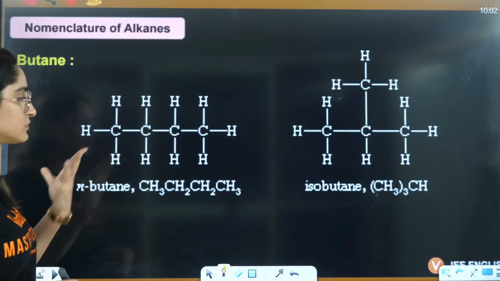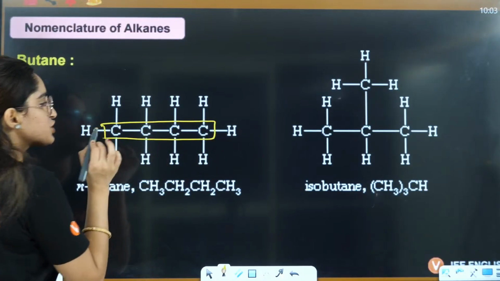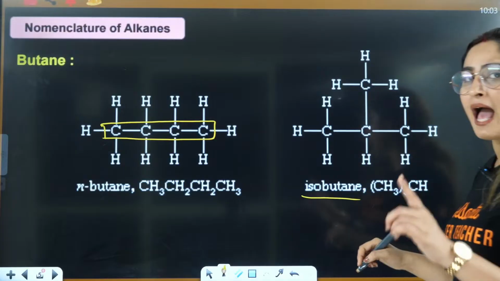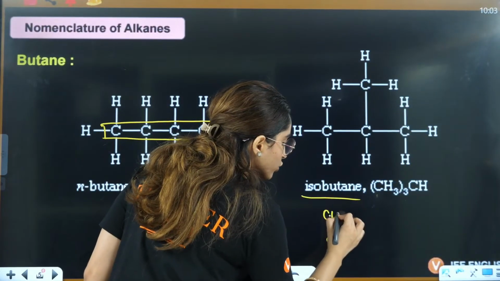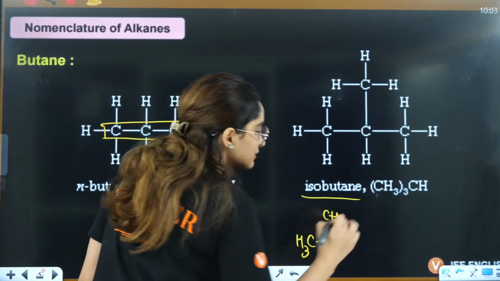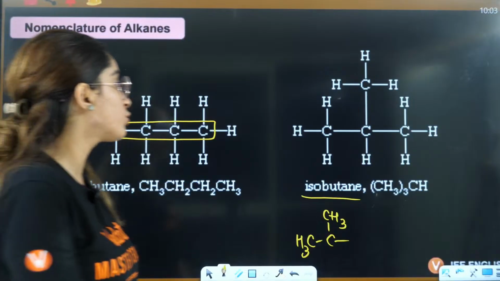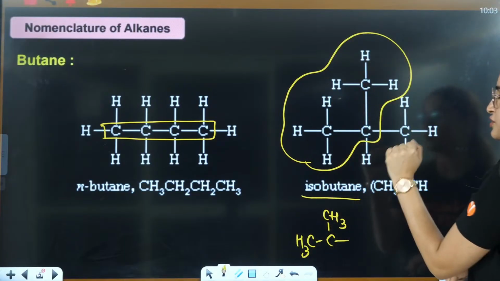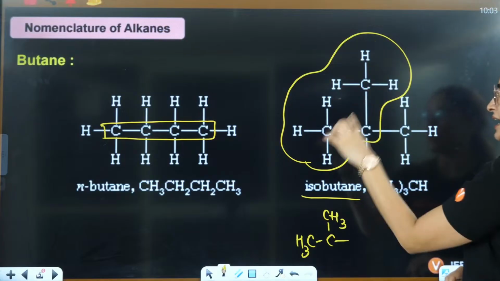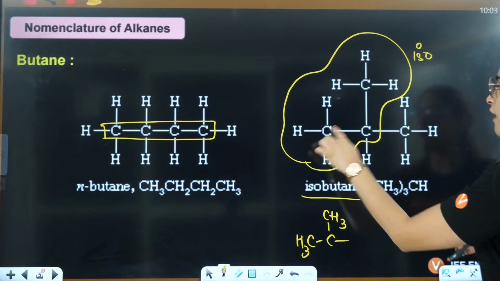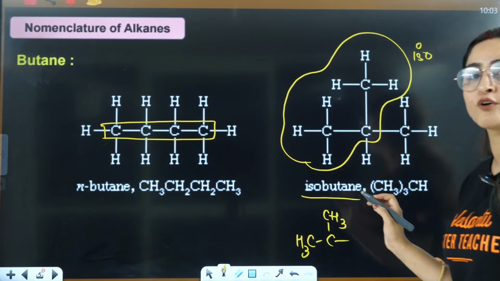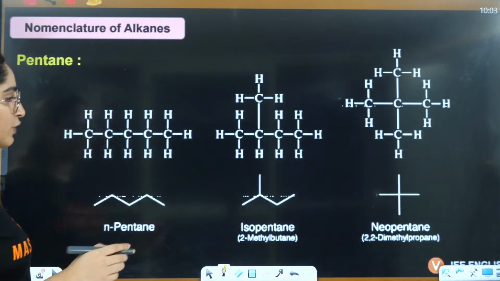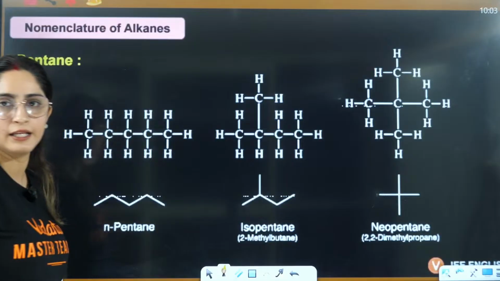If you talk about n-butane, n-butane is when you have a normal chain. There is no branching here. When we talk about isobutane, what is isobutane? When you have one carbon which is connected to two methyl groups, that particular group is called iso. Yes, you have a carbon which is connected to two methyl groups. This is one CH3, this is another CH3. And in total 1, 2, 3, 4 carbons you have. So that means we are talking about isobutane, okay?